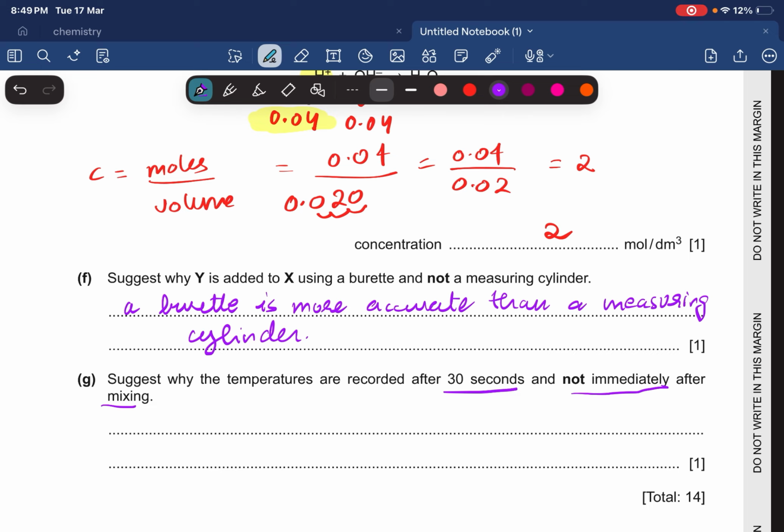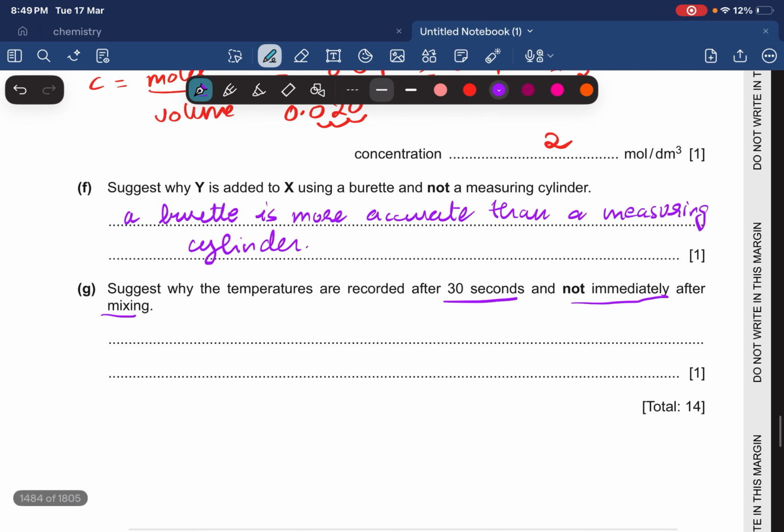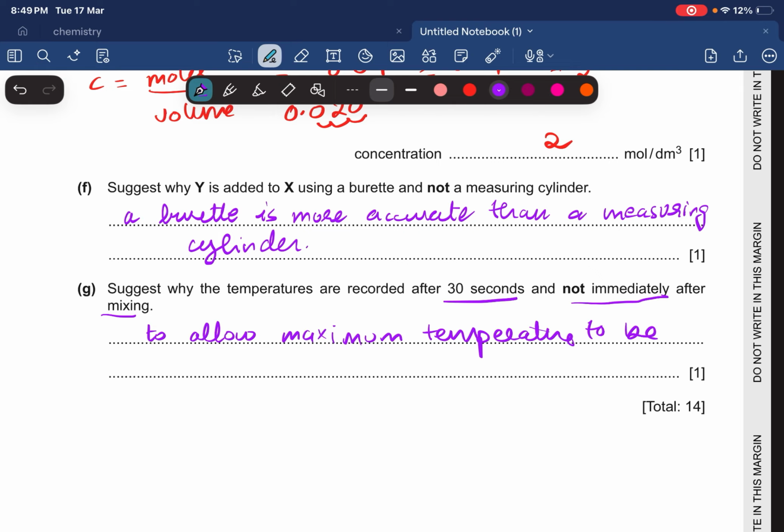So you allow the time to pass until the temperature becomes a little constant, to allow the maximum temperature to be recorded.